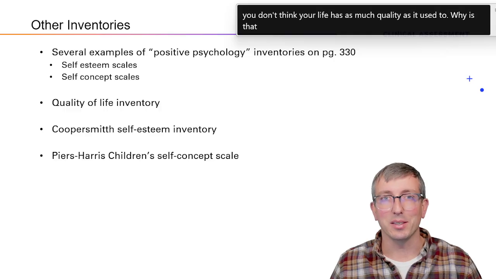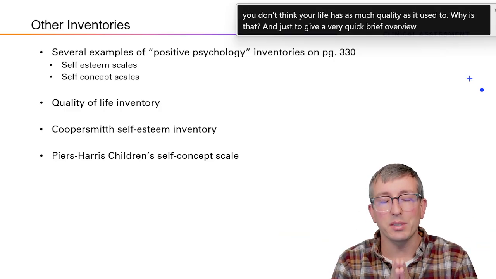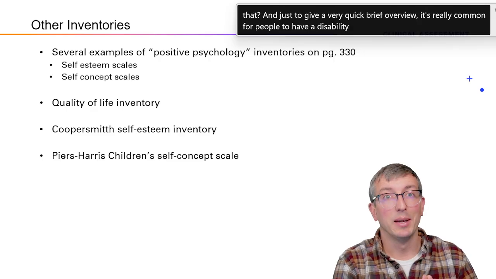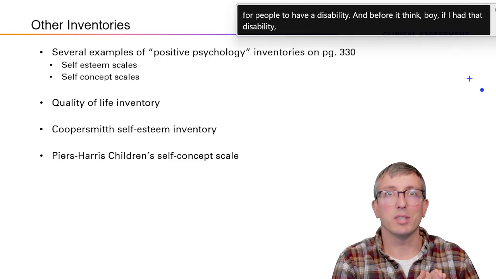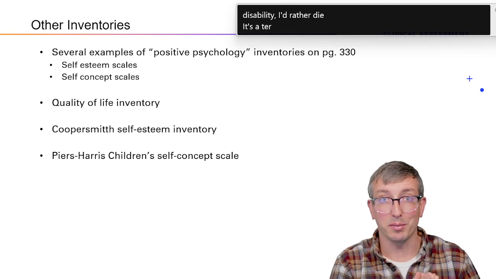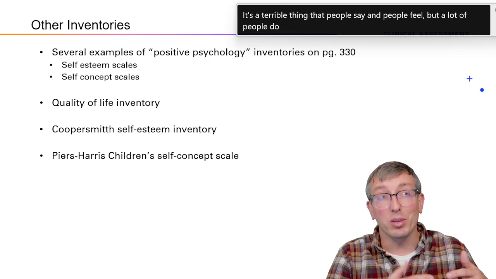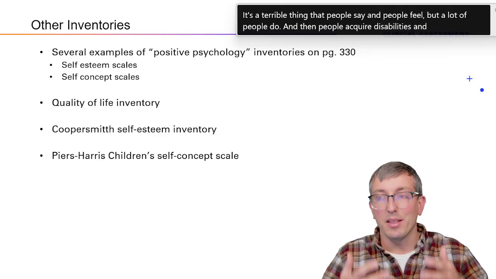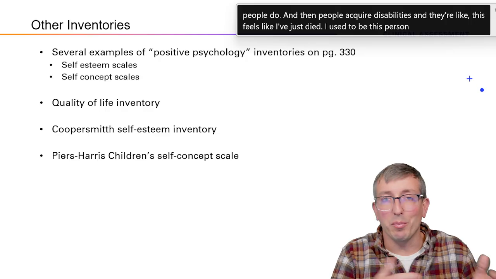Why is that? And just to give a very quick, brief overview, it's really common for people to think, before they have a disability, boy, if I had that disability, I'd rather die. It's a terrible thing that people say and feel, but a lot of people do. And then people acquire disabilities and they're like, this feels like I've just died. I used to be this person and now I'm not anymore. And I don't know what to do.